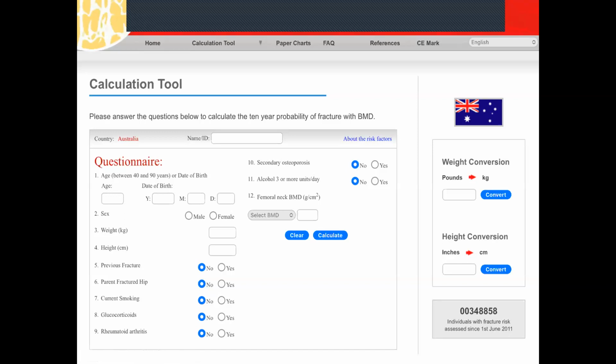The treatment threshold, when you use the FRAX calculator, is if they have a major osteoporotic fracture 10-year risk of more than 20%, or if the 10-year risk of hip fracture is more than 3%, then even if they have not fractured, and this is the result that you obtain from the risk calculator, you might want to consider initiating therapy.